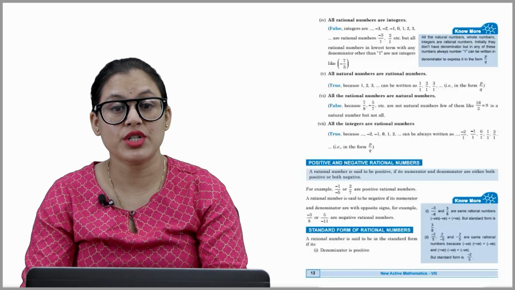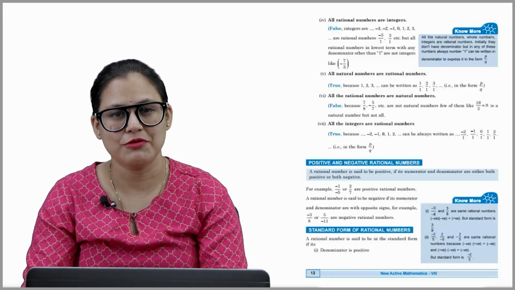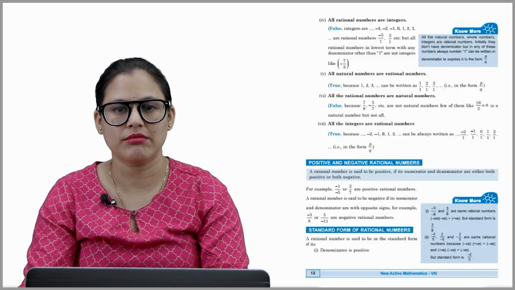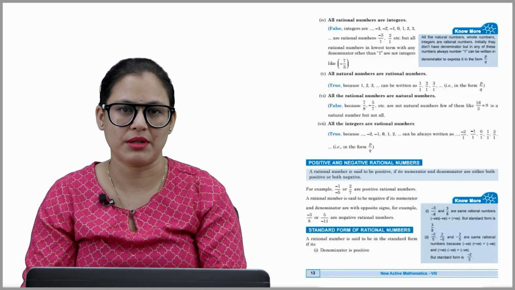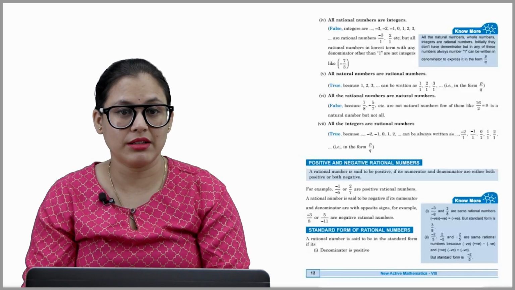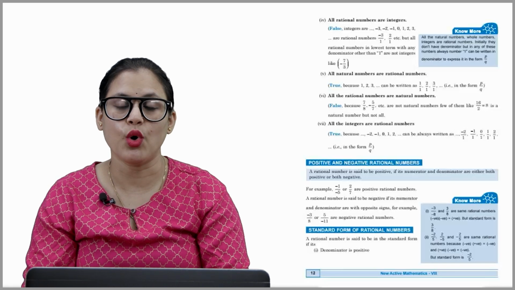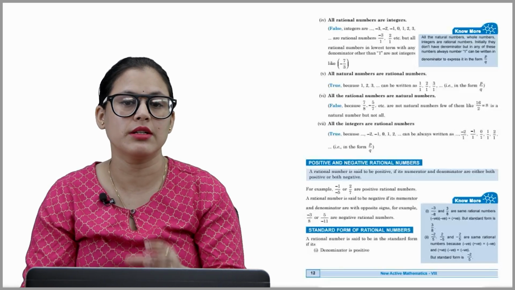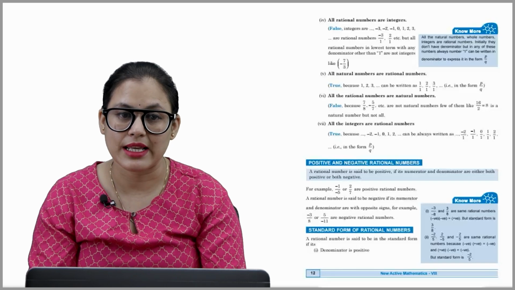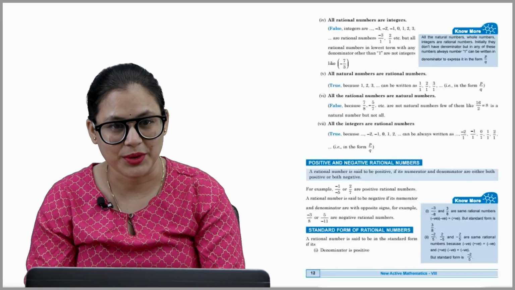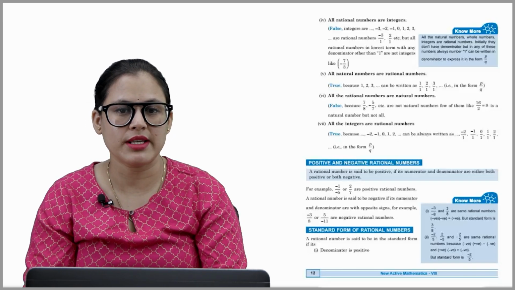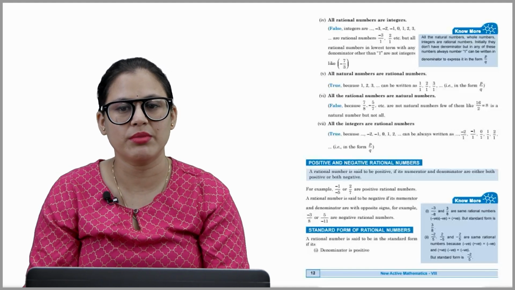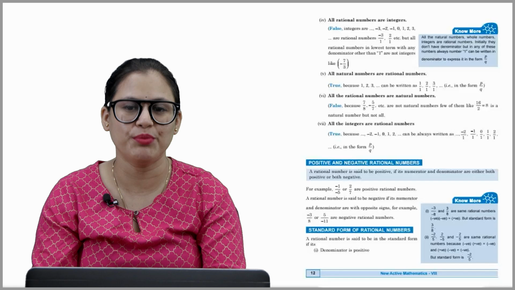Number 4, all rational numbers are integers. False. Integers are minus 3, minus 2, minus 1, 0, 1, 2, 3. These are rational numbers: minus 3 by 1, 2 by 1, etc. But numbers in lowest terms with any denominator other than 1 are not integers, like minus 7 by 3. And number 5, all natural numbers are rational numbers. True, because 1, 2, 3 can be written as 1 by 1, 2 by 1, 3 by 1 and so on, in the form of p by q.